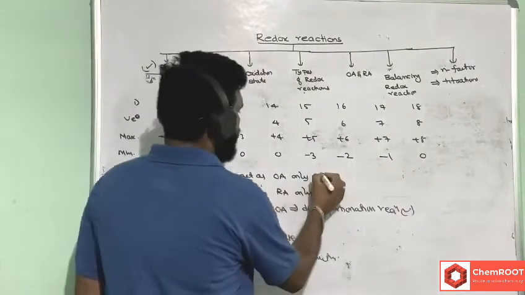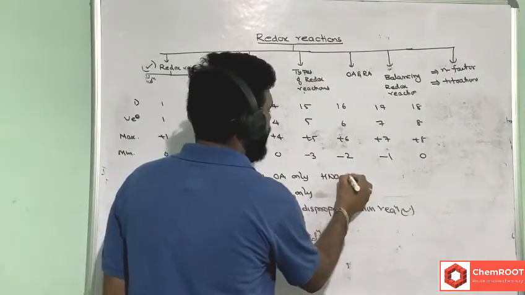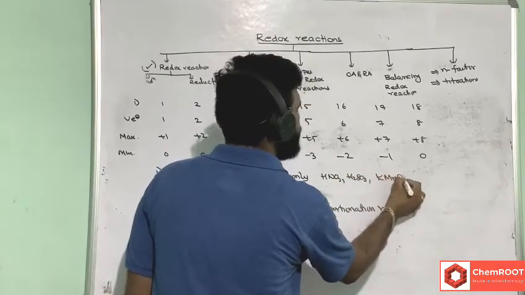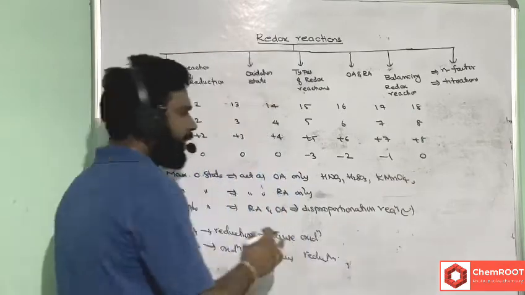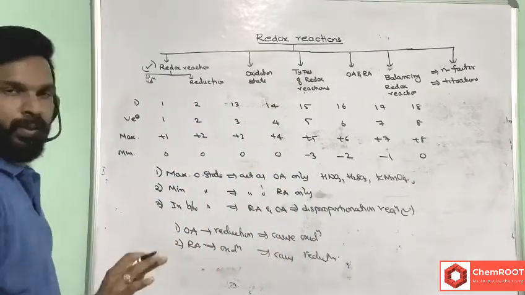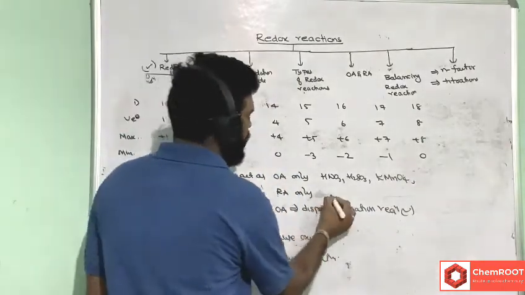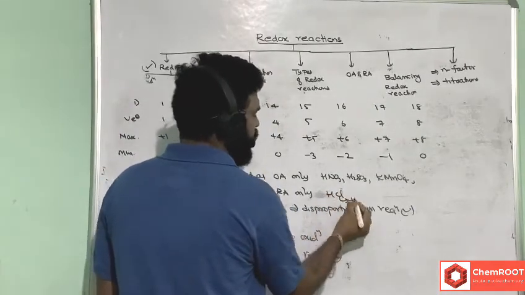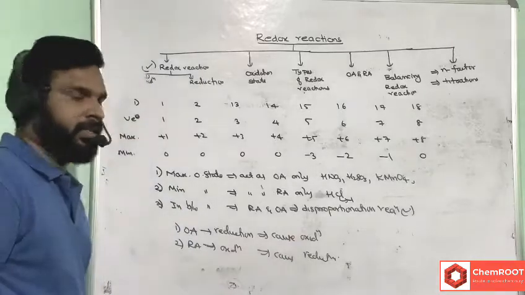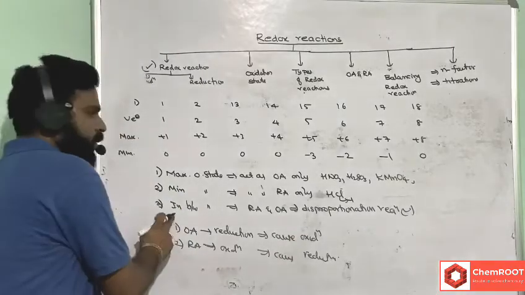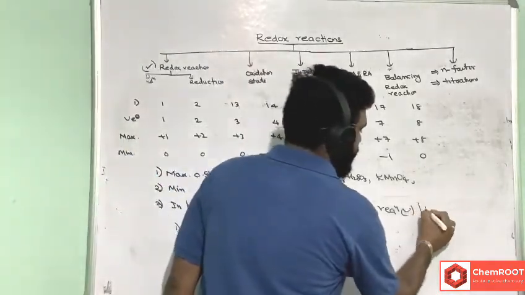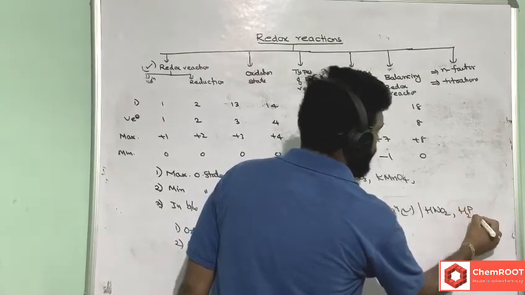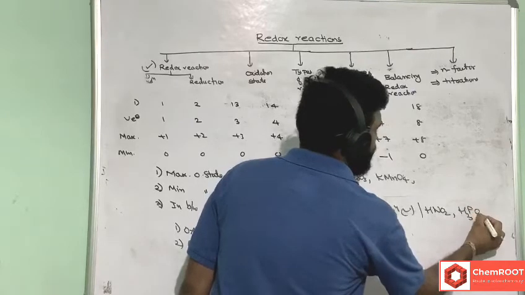Examples: HNO3, H2SO4, KMnO4 act as oxidizing agents only, not as reducing agents. Cl minus in HCl has -1, the minimum oxidation state, so it can act as a reducing agent. In between oxidation states, like HNO3, HNO2, H3PO2.